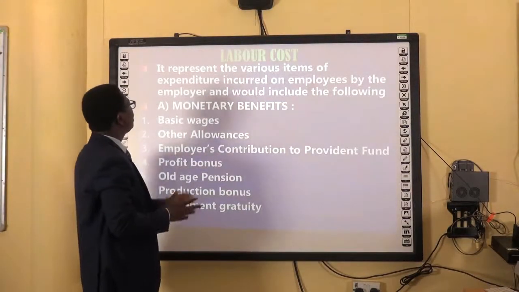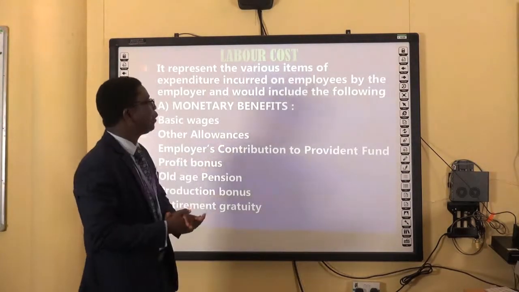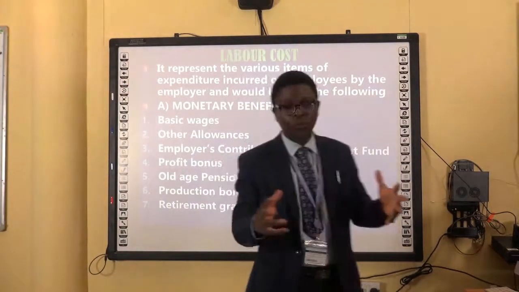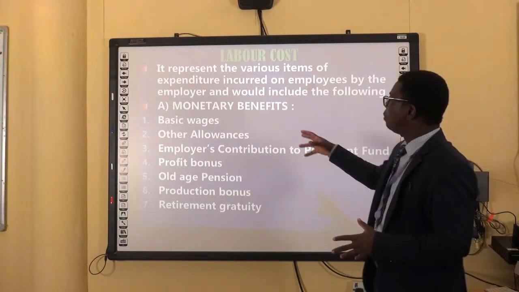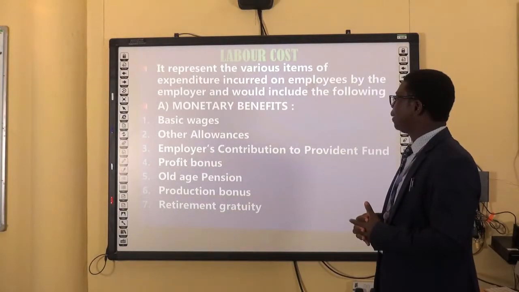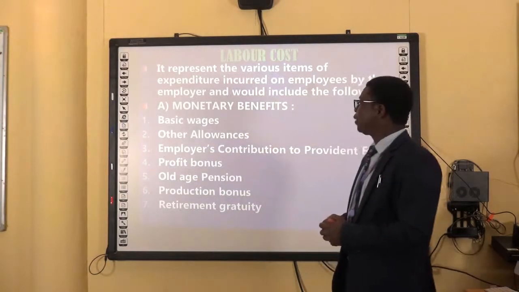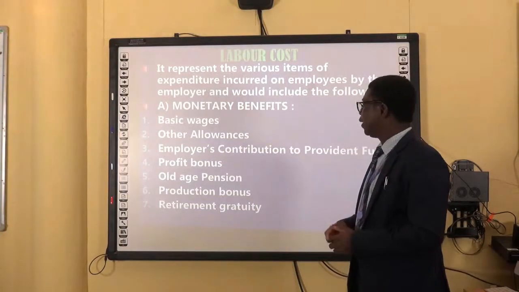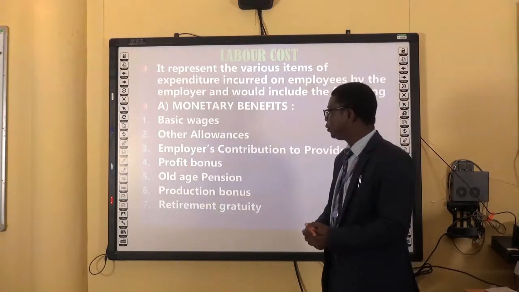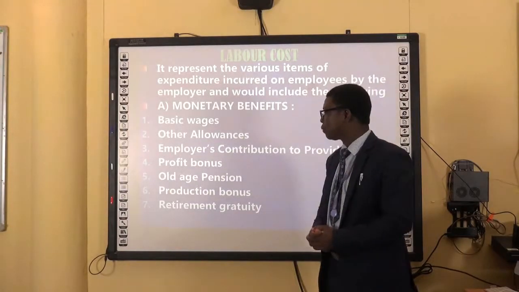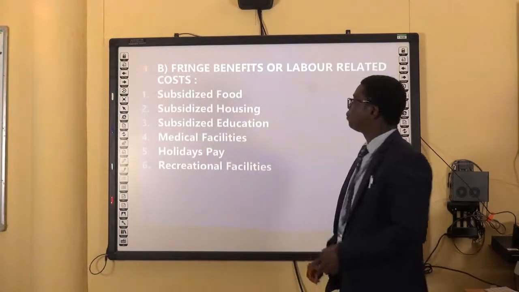Labor costs represent the various items of expenditure incurred on employees by the employer, and these could be categorized into the following. We have monetary benefits, which go to the employees. Under monetary benefits, we have basic wages and allowances. Then, if you take a typical pay slip, you have the employer's contribution to the provident fund. In some organizations, we have profit bonus, old age pension, production bonus, retirement gratuity.